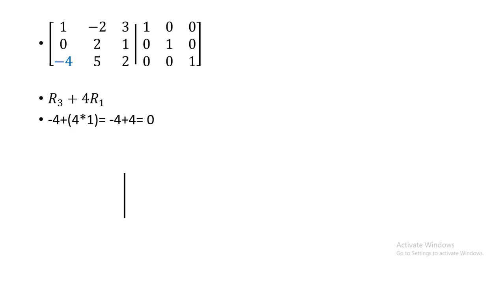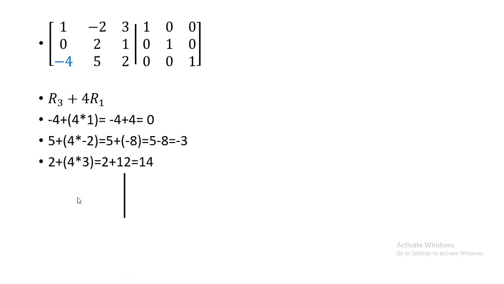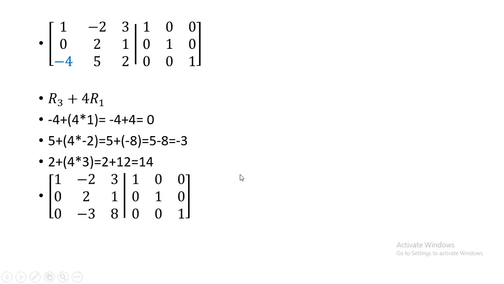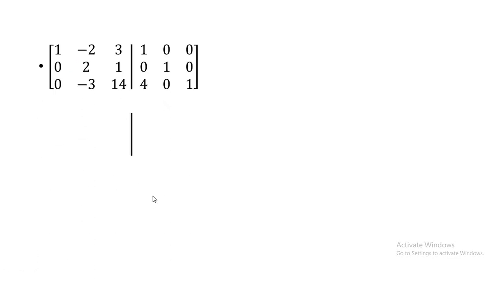Now I need to perform this operation on the complete row. The second element of the third row is 5 plus 4 times R1, that is minus 2, which is 5 plus minus 8, giving minus 3. Finally, 2 plus 4 times 3 is 2 plus 12, that is 14. See, it's now 0, and these two elements have also changed. Now I'm going to apply the same thing on this side of the matrix. These two elements will have no change, and the only element that changes here will be this one.